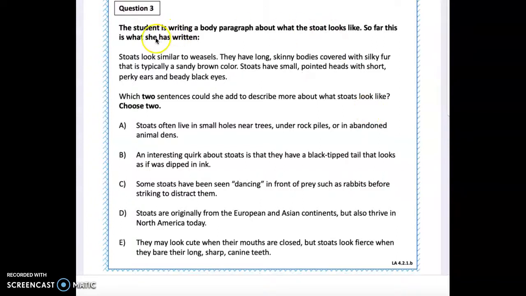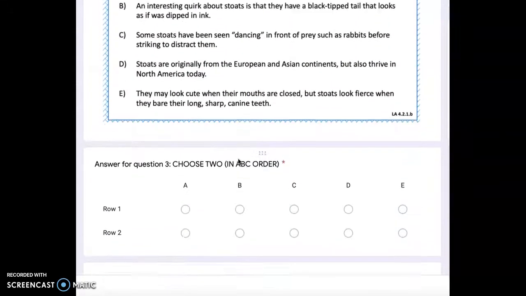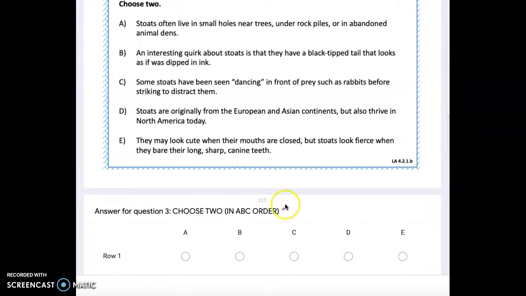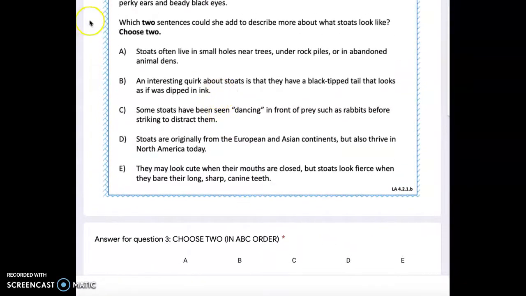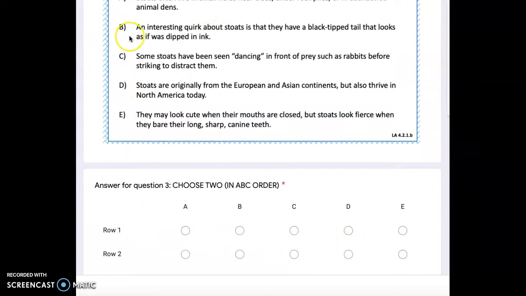Here you will read this and then choose 2 sentences to describe what the stoats look like. What would be the best ones? And you need to put them in A, B, C order. So whichever one comes first, put in row 1, and whichever one comes second, put in row 2, so that they will show up correct.